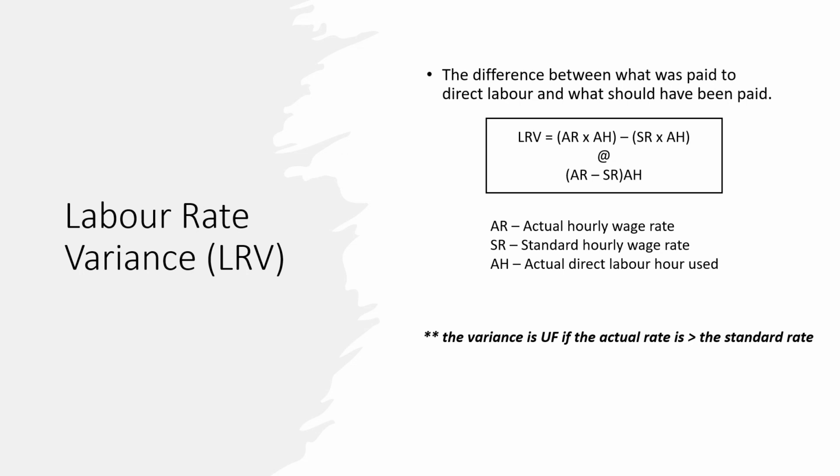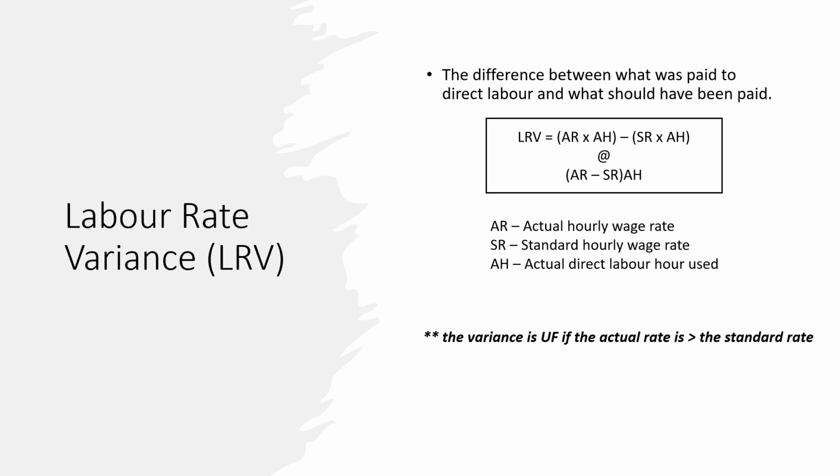Now let me look at the labor rate variance. The labor rate variance (LRV) is the difference between what was paid to direct labor and what should have been paid. So the equation for this is equal to the actual hourly wage rate times the actual direct labor hours used, minus the standard hourly wage rate times the actual direct labor hours used.